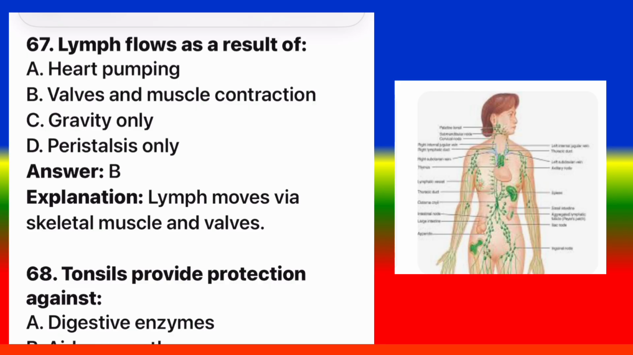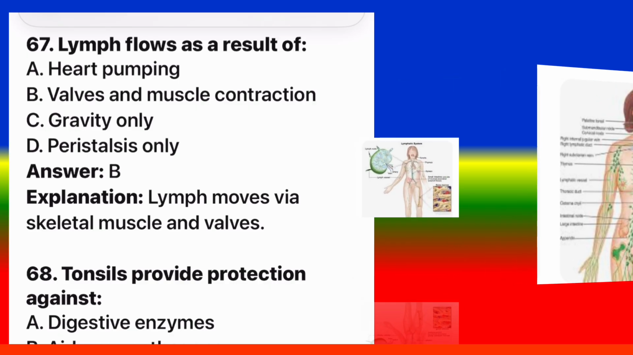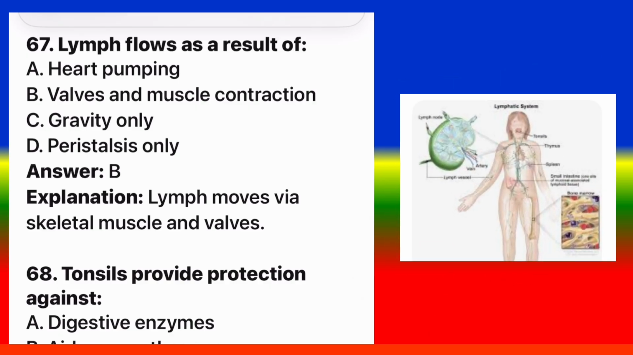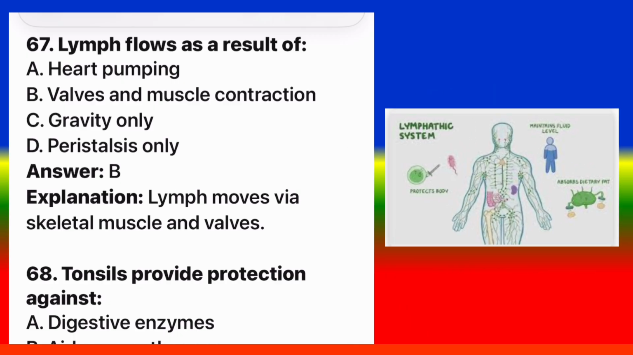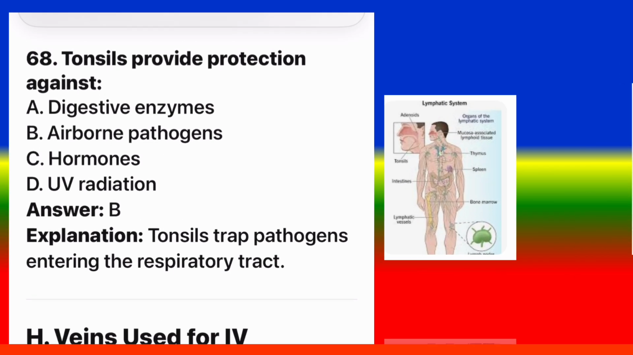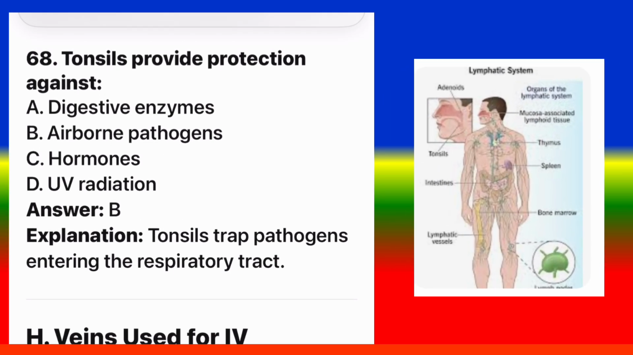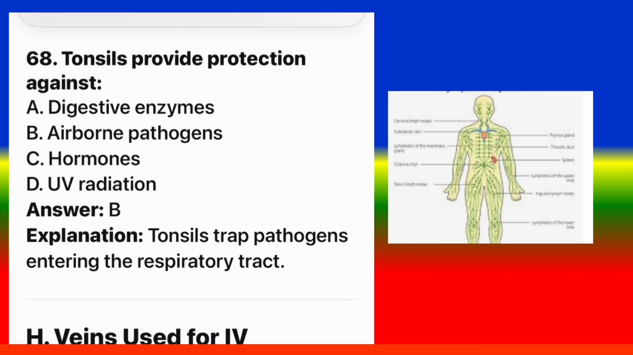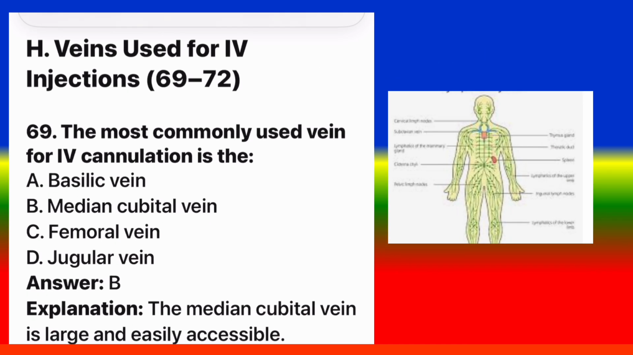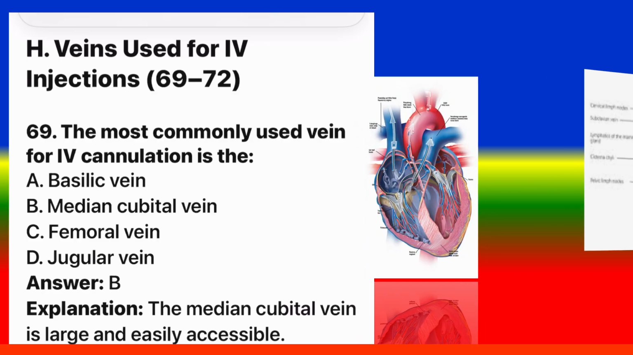67. Lymph flows as a result of: A. Heart pumping, B. Valves and muscle contraction, C. Gravity only, D. Peristalsis only. Explanation: lymph moves via skeletal muscle and valves. 68. Tonsils provide protection against: A. Digestive enzymes, B. Airborne pathogens, C. Hormones, D. UV radiation. Explanation: tonsils trap pathogens entering the respiratory tract. H. Veins used for IV injections, 69 to 72.